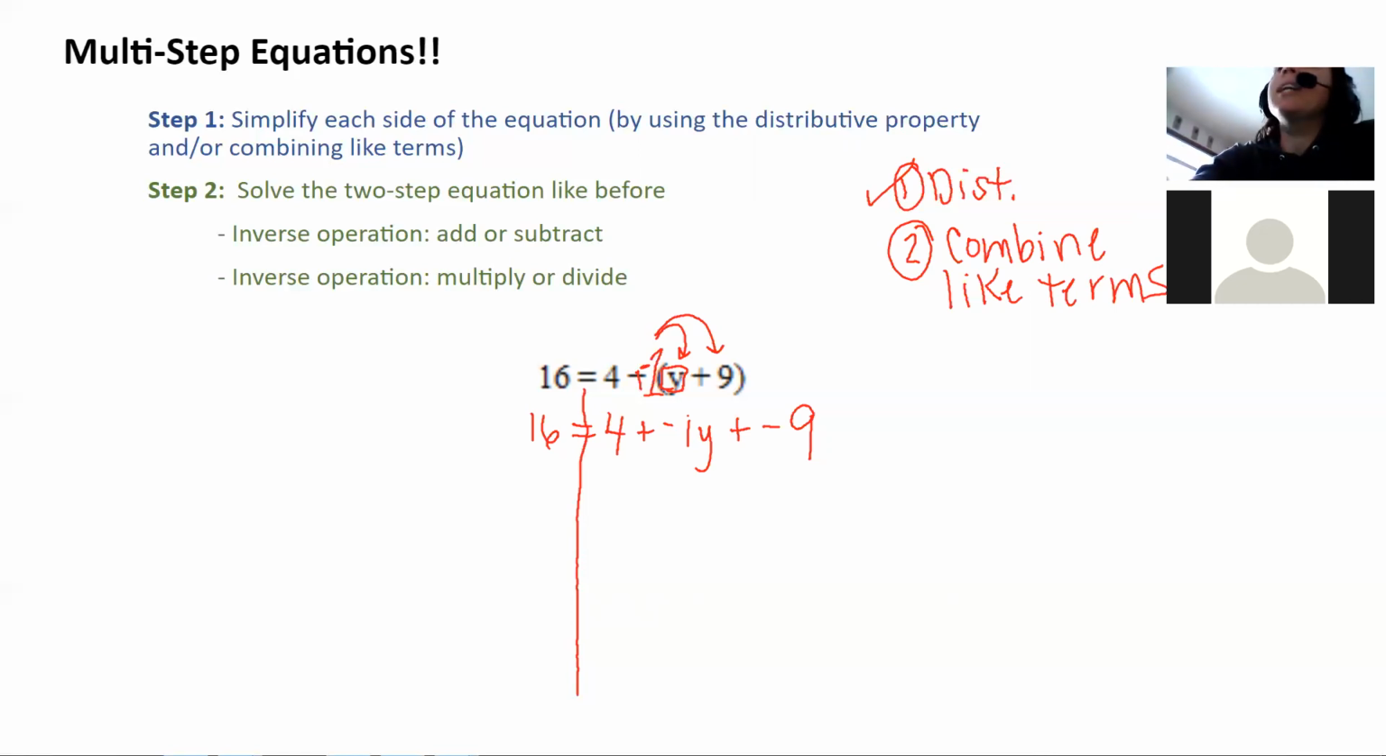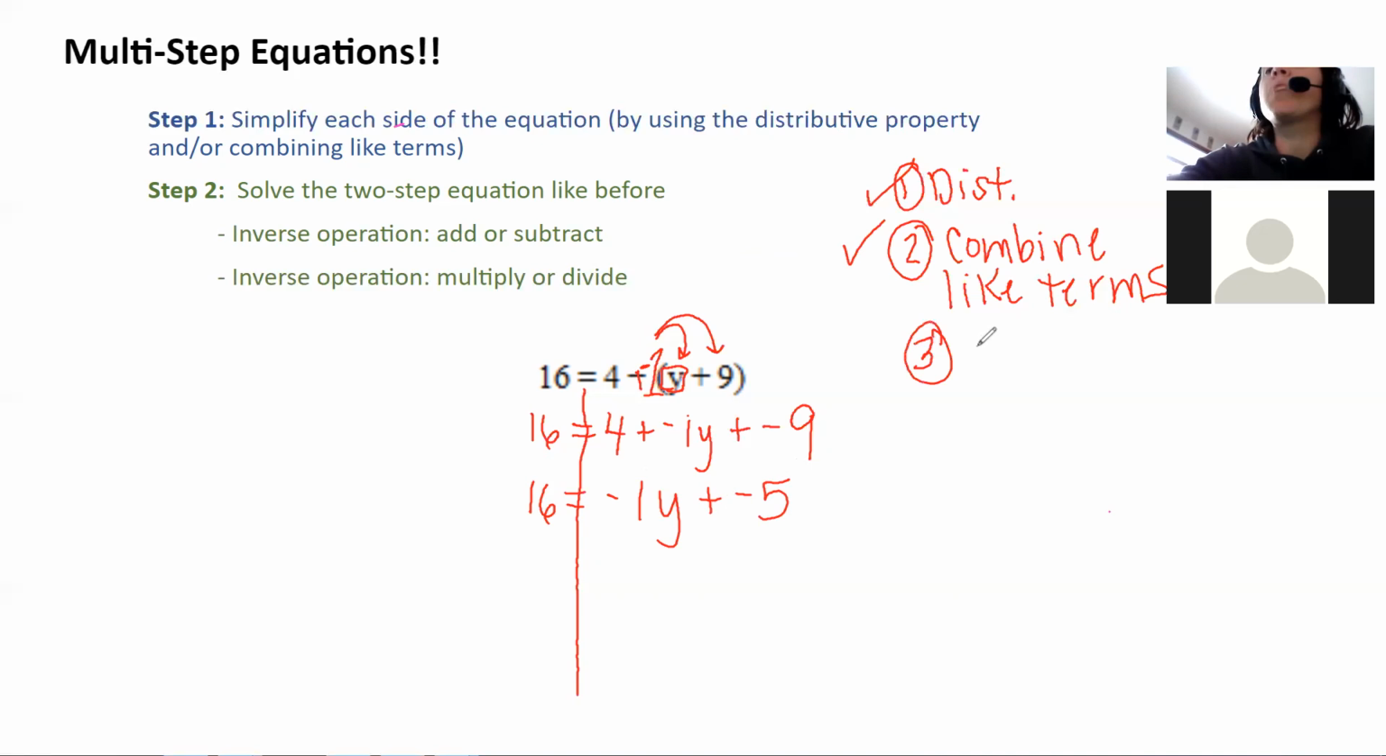So what are my like terms that I would combine? And please keep in mind, you have to keep each side separate. So you combine terms on the left side and on the right side. So the left side, there's nothing to combine, but let's look at the right side. We've got a 4 and a -1y and a -9. What could I combine over there? Yeah, -9 and 4. 4 plus -9 gives me a -5. So I have -1y plus -5.